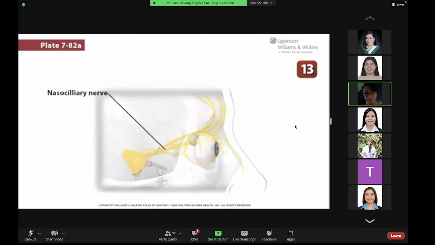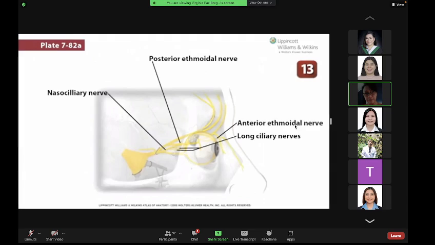The nasociliary nerve gives off several branches. The anterior and posterior ethmoidal branches run medially and enter the tiny foramina we mentioned in our discussion of the bony orbit to provide sensation to the nasal cavity and to the mucosa of the ethmoidal sinuses. The long ciliary nerve provides sensory innervation to the medial half of the eyeball. The infratrochlear nerve carries sensory innervation from more skin outside the orbit.